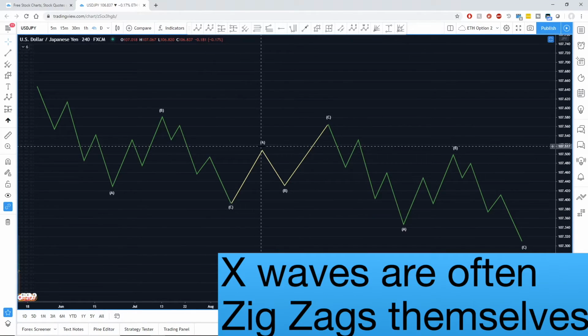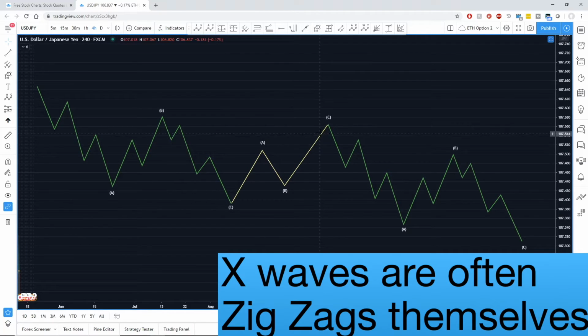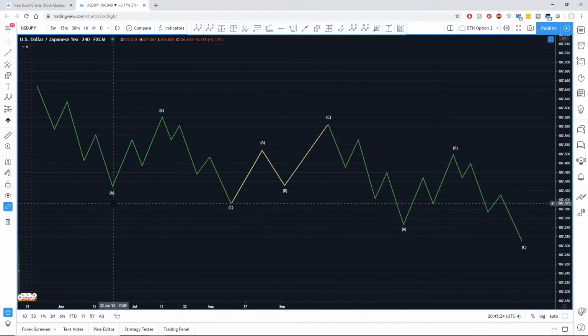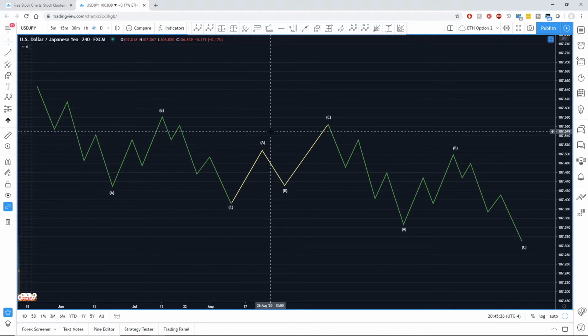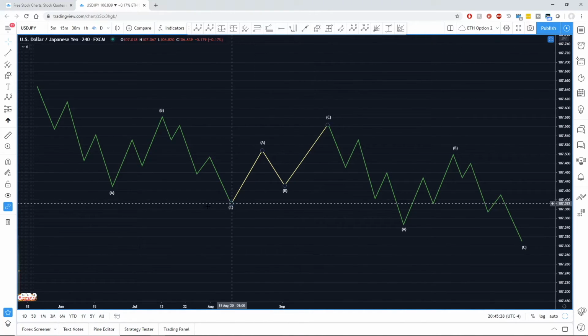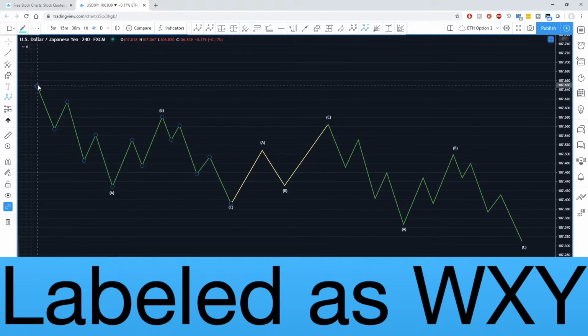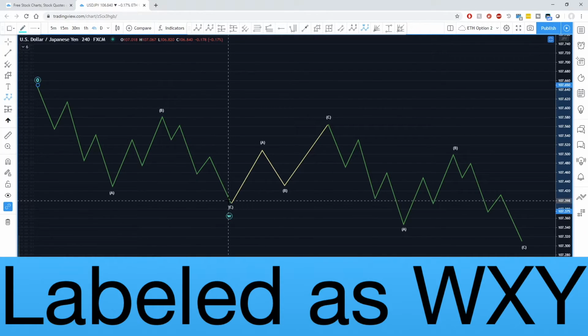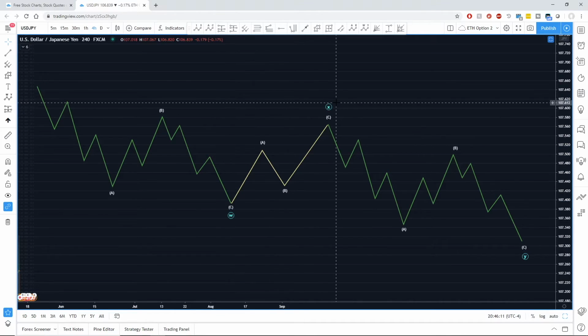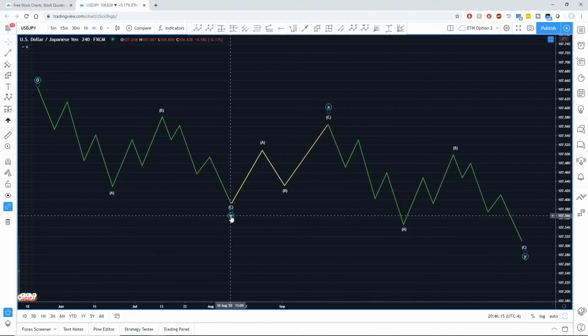So the A wave is a 5, the B wave is a 3, and the C wave is a 5. And so now that we have ABC, ABC, ABC, or this can be labeled as an X wave, we need to have a way of labeling the entire structure. For this, we use W, X, Y. So the first zigzag we label as a W. This 3-wave move is known as an X, and this ABC is known as a Y. So whenever you see W, X, and Y, those are used to signify that they're made up of ABCs themselves.